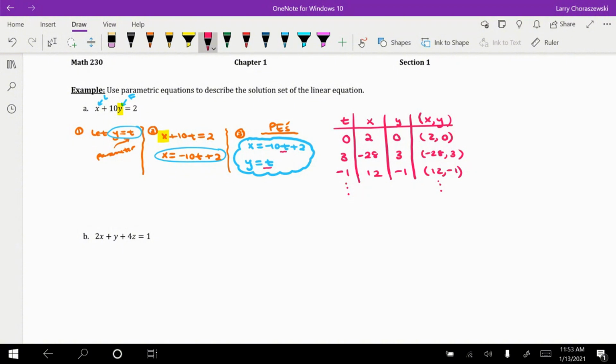infinitely many solutions. So if it were no solution, at some point, we might see something like 2 equals 3 if we were to solve the system. So that would imply no solution.